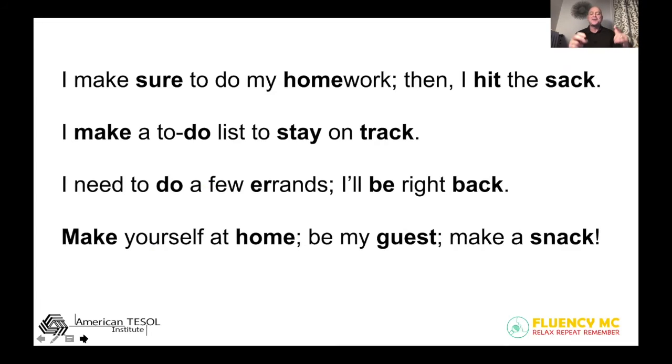I make sure to do my homework, then I hit the sack. I make a to-do list to stay on track. I need to do a few errands. I'll be right back. Make yourself at home, be my guest, make a snack.